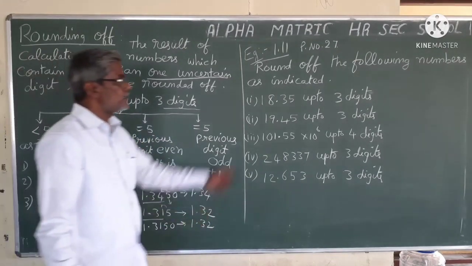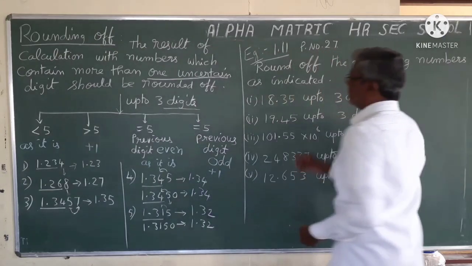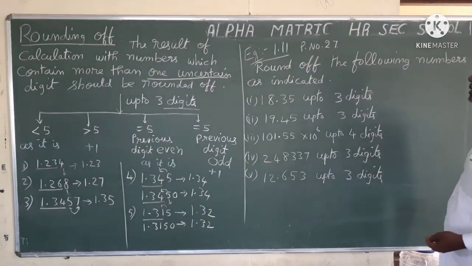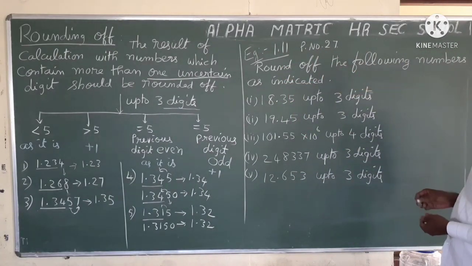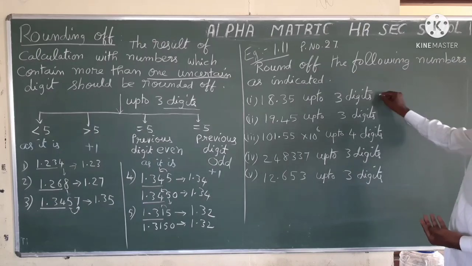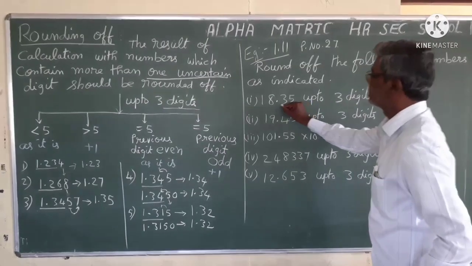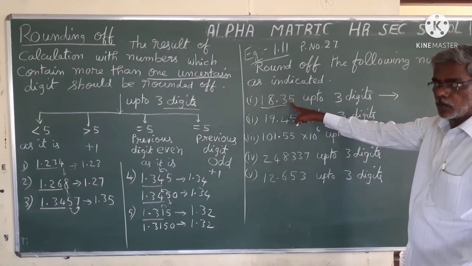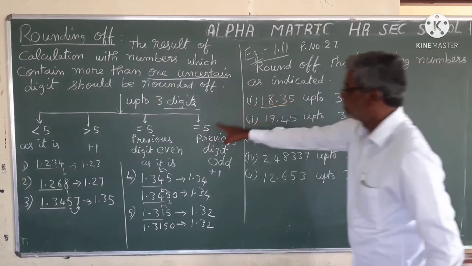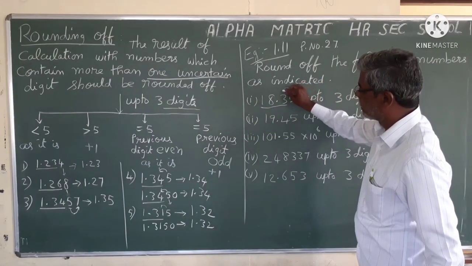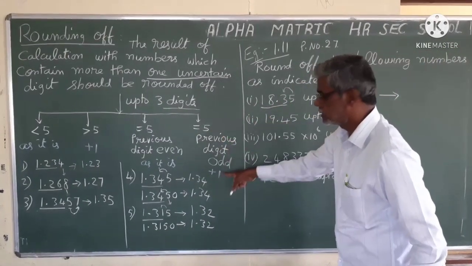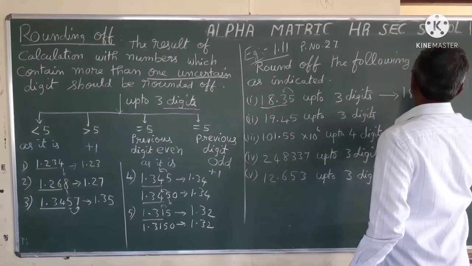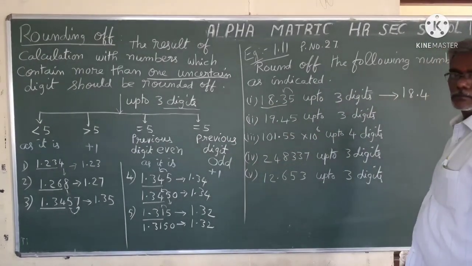It is clear. Next we will go for example 1.11, page number 27. Rounding off the following numbers as indicated. 18.35 up to 3 digits. The fourth digit should be dropped. It is equal to 5. You see the previous one, odd. Odd means add 1. So it is 18.4.